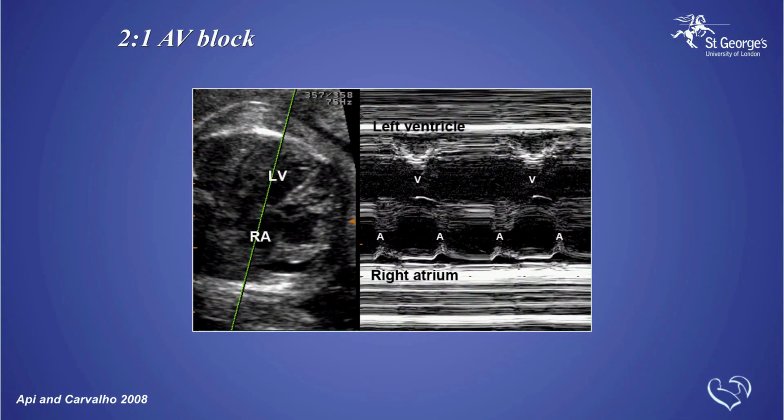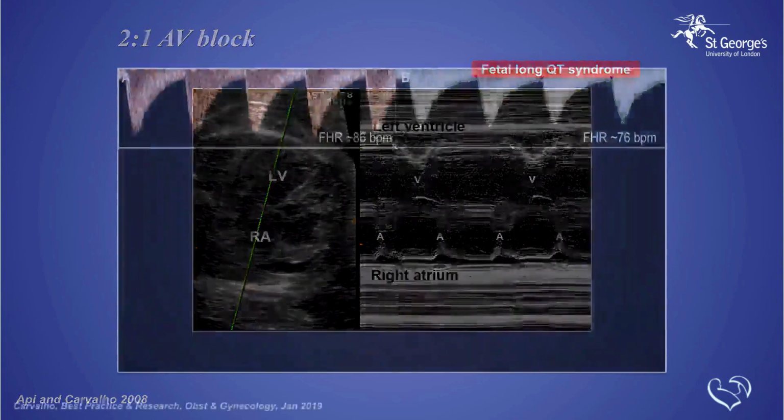Now, just remember that occasionally you may have a 2-to-1 block like this one, atrium and ventricle. You can see this heart doesn't look normal, pericardial effusion, very globular. Sometimes a 2-to-1 block can be associated with long QT syndrome. So if you have a persistent 2-to-1 block, do a maternal ECG as well as a paternal ECG. So fetal long QT syndrome, think about that.